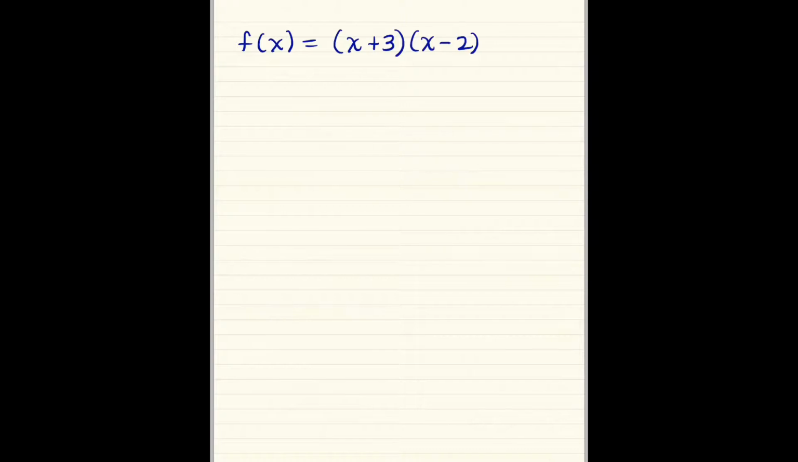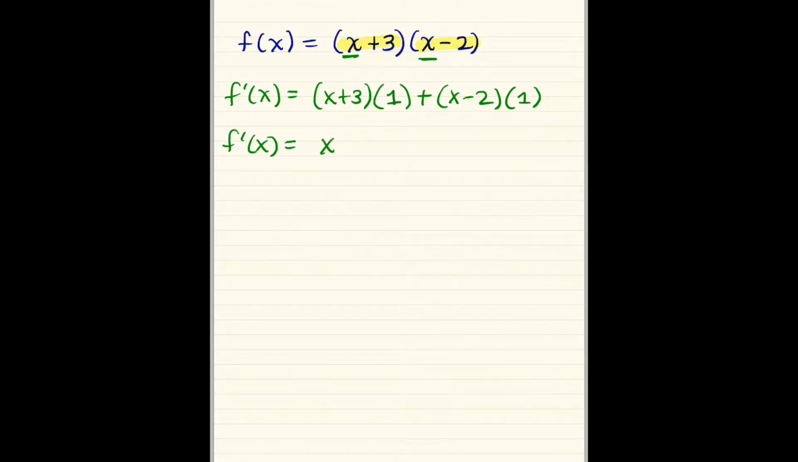Last problem, let's see. It's a product rule because it goes like this times this. There's 2 x's. I'm going to keep the first, derivative of the second. The derivative of x is 1. Derivative of negative 2 is 0, plus keep the second, derivative of the first, that's just 1, the derivative of 3 is 0. Clean this up a bit, I get x plus 3 plus x minus 2, that's going to be 2x plus 1 as my derivative.